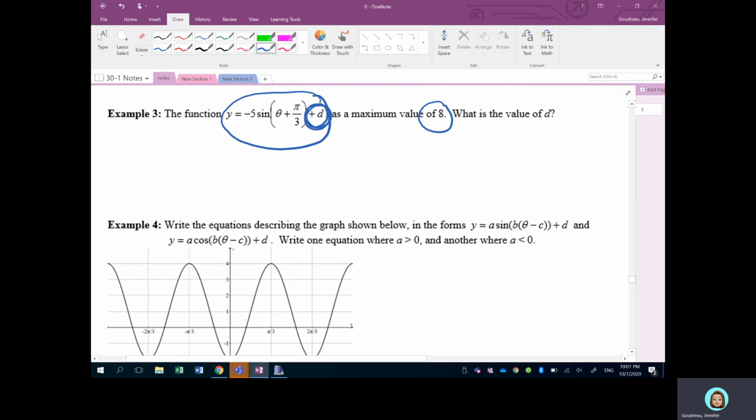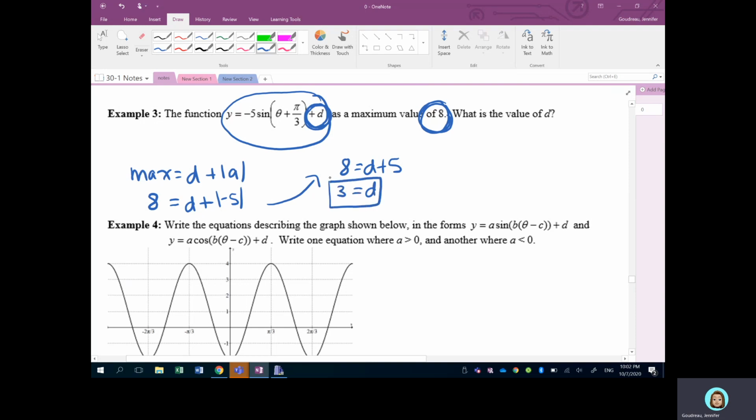So let's remember what the connection is between the maximum and the d value. Maximum is equal to d plus the absolute value of a. We have the maximum, which is 8. We don't know d. We have a, which in this case is -5, so the absolute value of -5 is 5. So 8 equals d plus 5, and we subtract 5 from both sides. d is equal to 3.